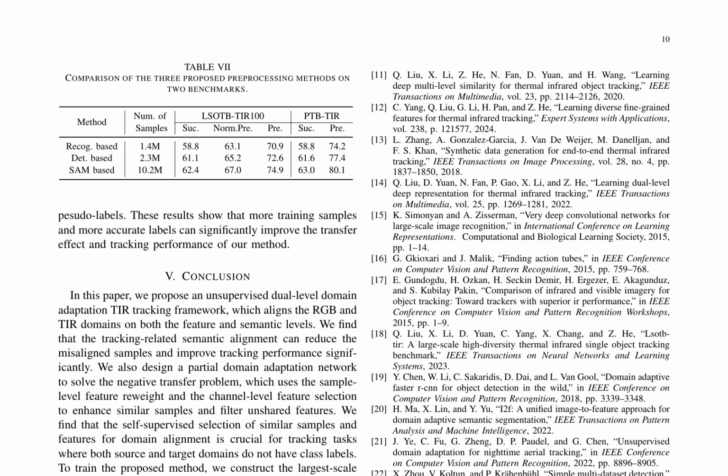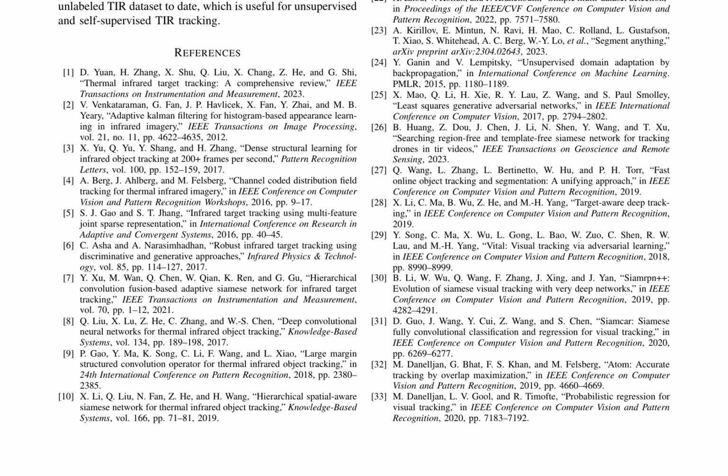The authors demonstrate that self-supervised selection of similar samples and features for domain alignment is crucial for tracking tasks where both source and target domains lack class labels. The paper compares 3 proposed preprocessing methods on 2 benchmarks, showcasing that more training samples and accurate labels significantly improve the transfer effect and tracking performance. It also presents the largest scale unlabeled TIR dataset to date, useful for unsupervised and self-supervised TIR tracking.